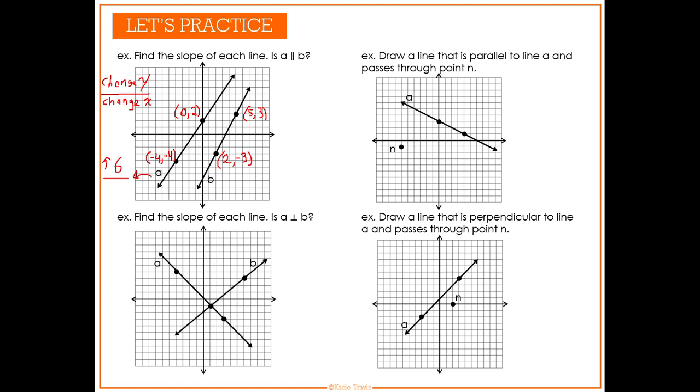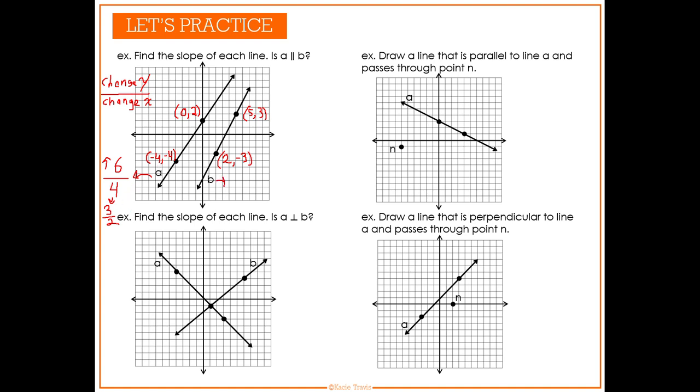And then how many did we move over? How many did we move to the right? What is our run on this? We went from -4 over to 0. So that makes this a +4 again. Now, what is 6 over 4? Could we reduce this? Absolutely. We could turn this over into 3 over 2 because that's how this reduces to it. Okay? Now, that was our slope here for A.